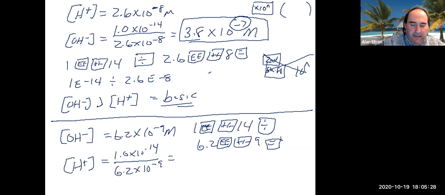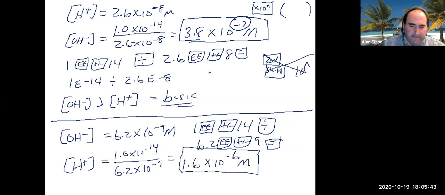And if you do all that good stuff there, you will end up with something like 1.6 times 10 to the minus 6. Again, this would be molar because it is a concentration. And that would equal our H+ concentration in this case.